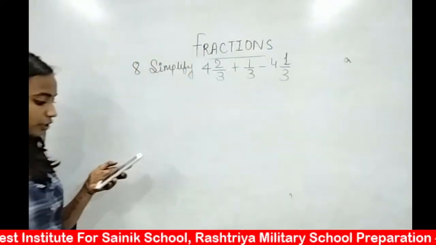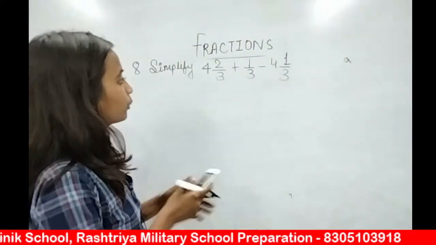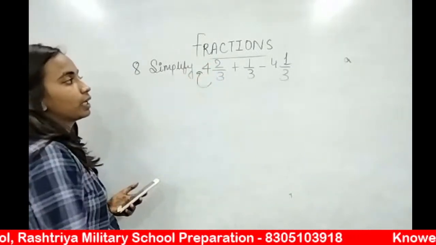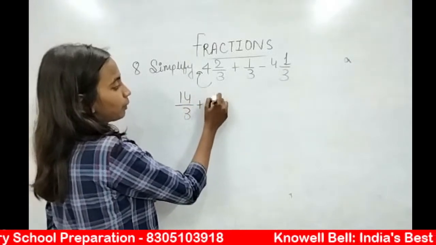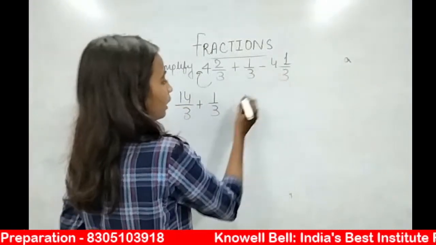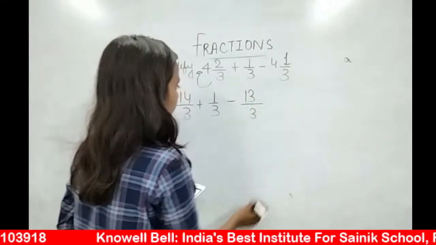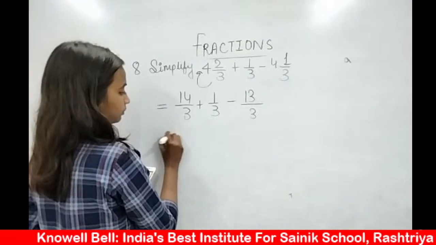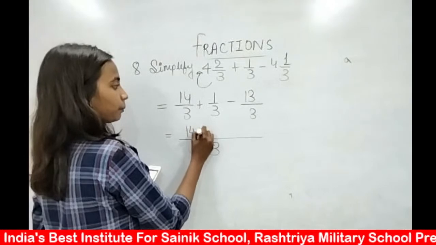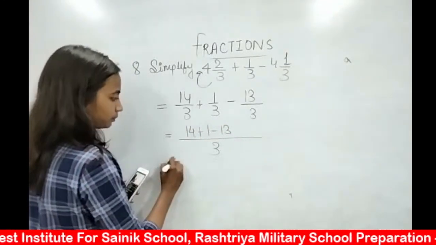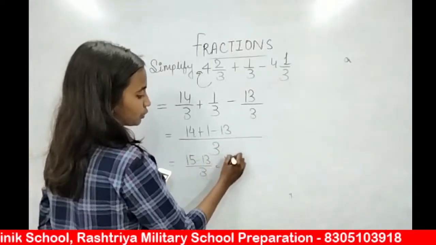Convert mixed fraction into improper fraction. How will you do it? 3 4s are 12. 12 plus 2, 14. 14/3 plus 1/3. 4 3s are 12. 12 plus 1, 13. 13/3. Take LCM, 3. 14 plus 1 minus 13. 15 minus 13/3 is equal to 2.